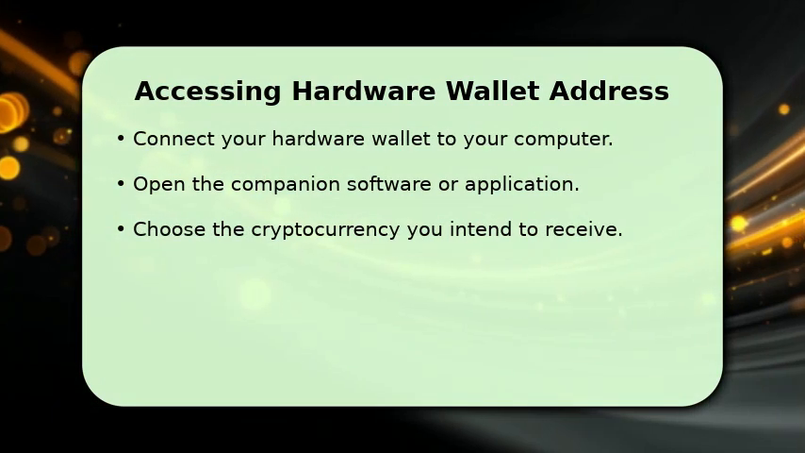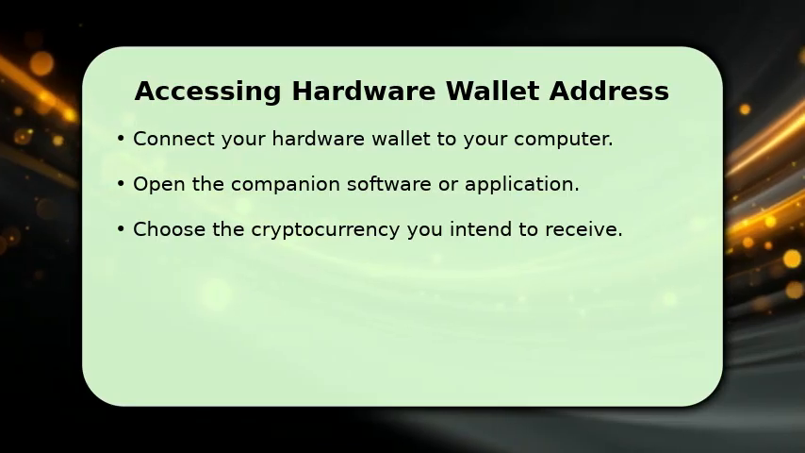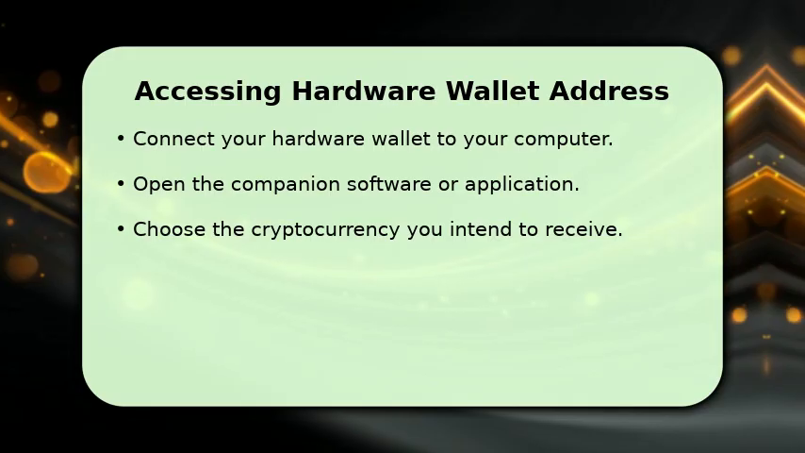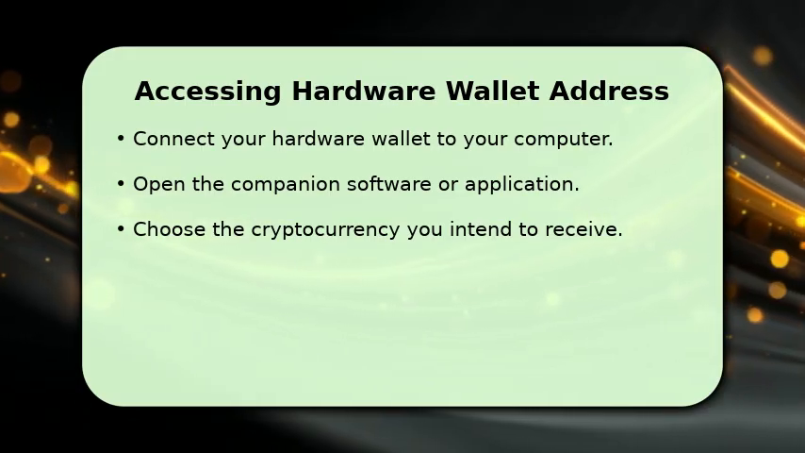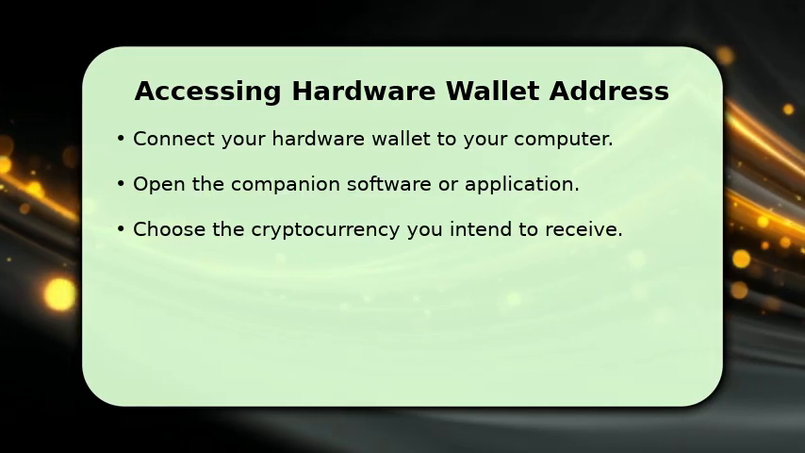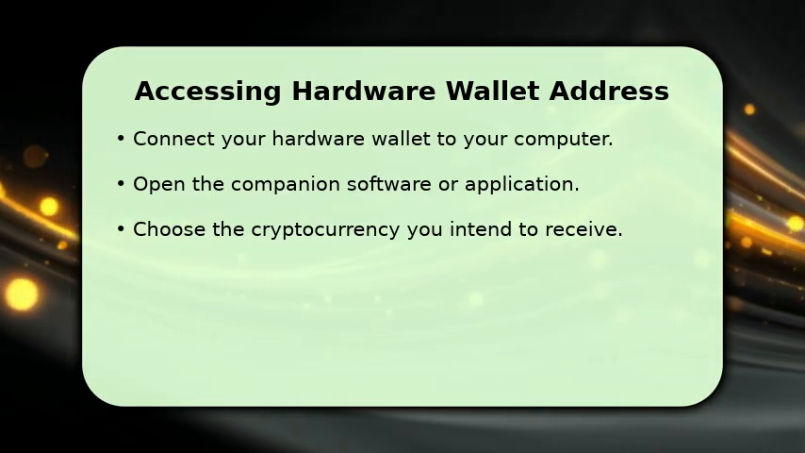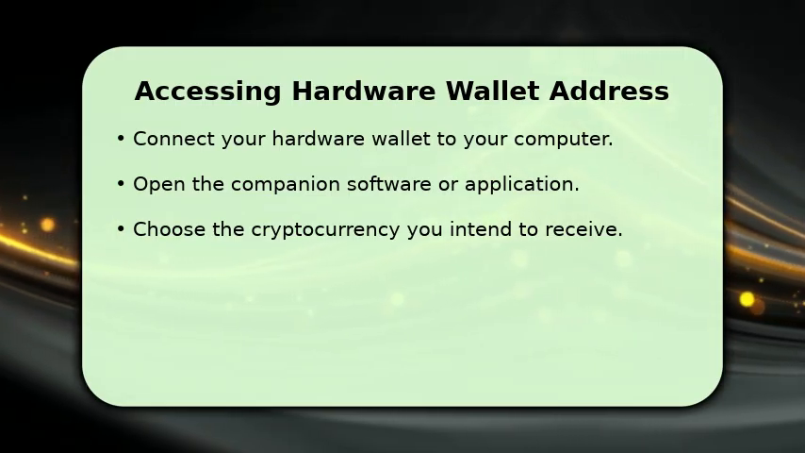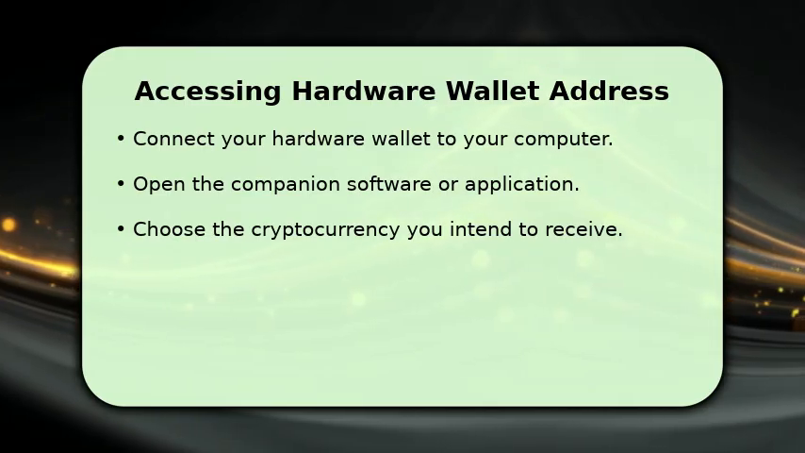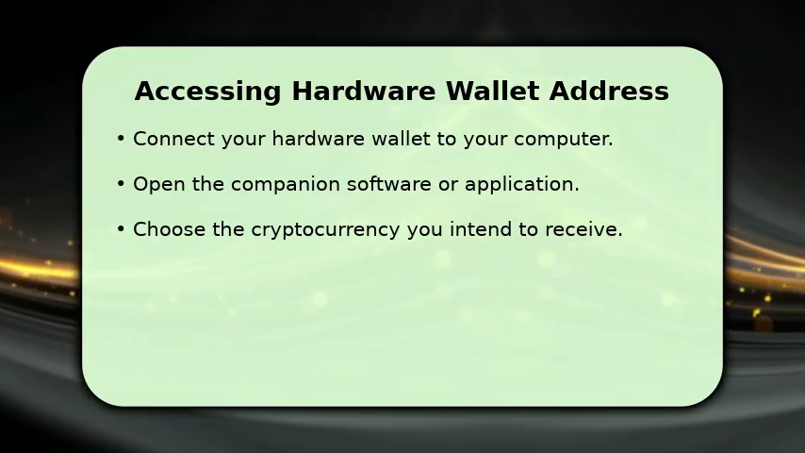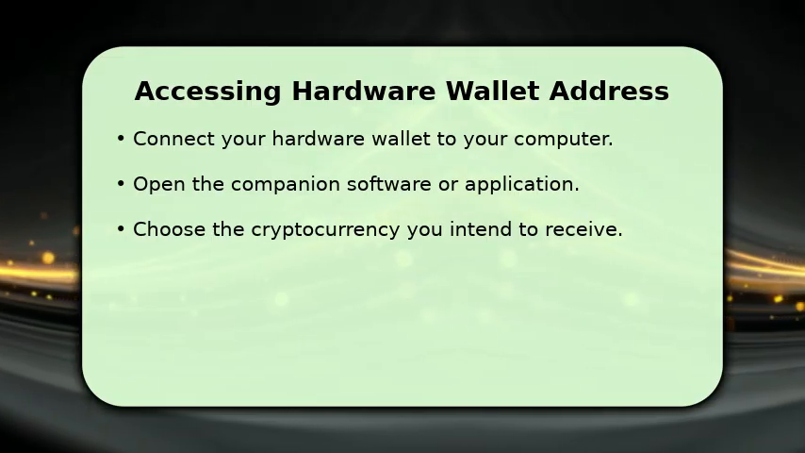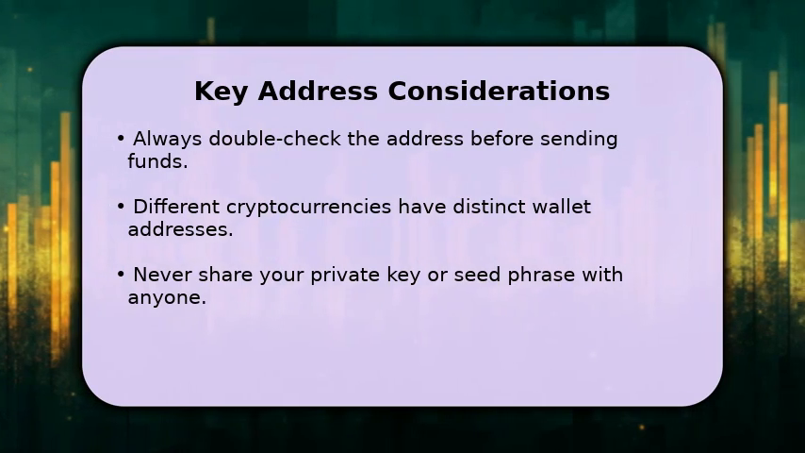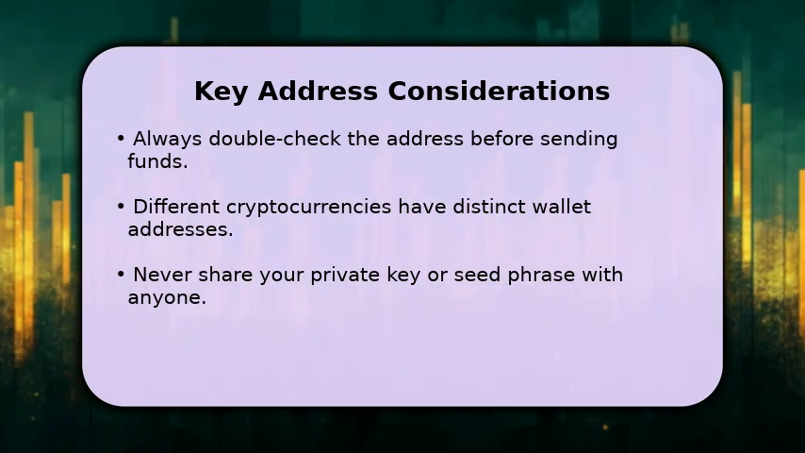For hardware wallet users, the steps are slightly different but equally simple. First, connect your physical hardware wallet to your computer using its designated cable. Next, open the companion software or application provided by your hardware wallet manufacturer. Within this application, you'll select the specific cryptocurrency for which you want to find the receiving address. The address will then be securely displayed both on your hardware device's small screen and within the companion software, ensuring you can verify it.